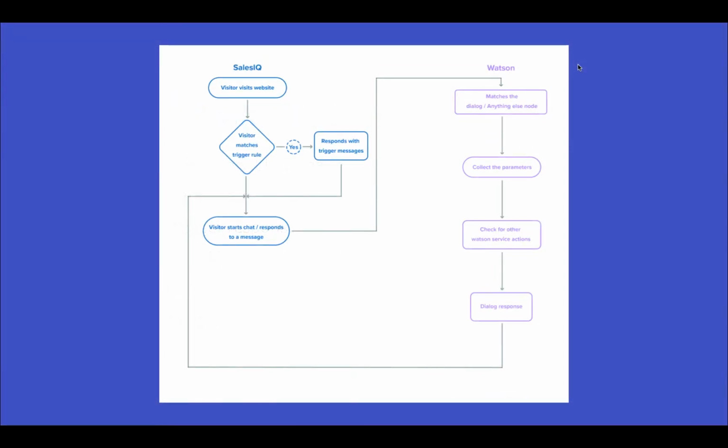Now the working. Basically, like every other platform, when the visitor lands on the website, the Zobot checks if the visitor matches the trigger rule, and if he does, it responds with the trigger message. Otherwise, it waits for the visitor to begin the chat or send a response. When that message from the visitor's side comes in, the Watson platform will match the dialogue or the anything else node. We'll look at what the dialogue node and the anything else node are later during this webinar. It matches the nodes and then starts collecting parameters. It will check for other Watson service actions and finally respond with a dialogue response. So that's how the Watson platform works.